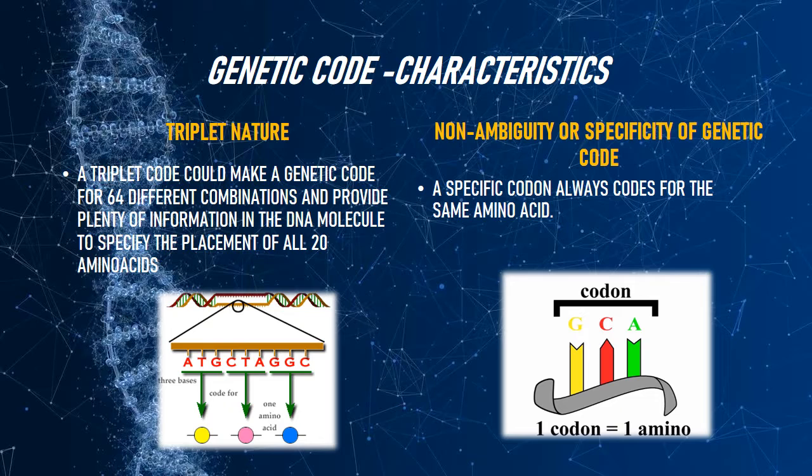The genetic code has multiple characteristics, the first being triplet nature. A triplet code could make a genetic code for 64 different combinations and provide plenty of information in the DNA molecule to specify the placement of all 20 amino acids. Then the next being specificity of genetic code. A specific codon always codes for the same amino acid.